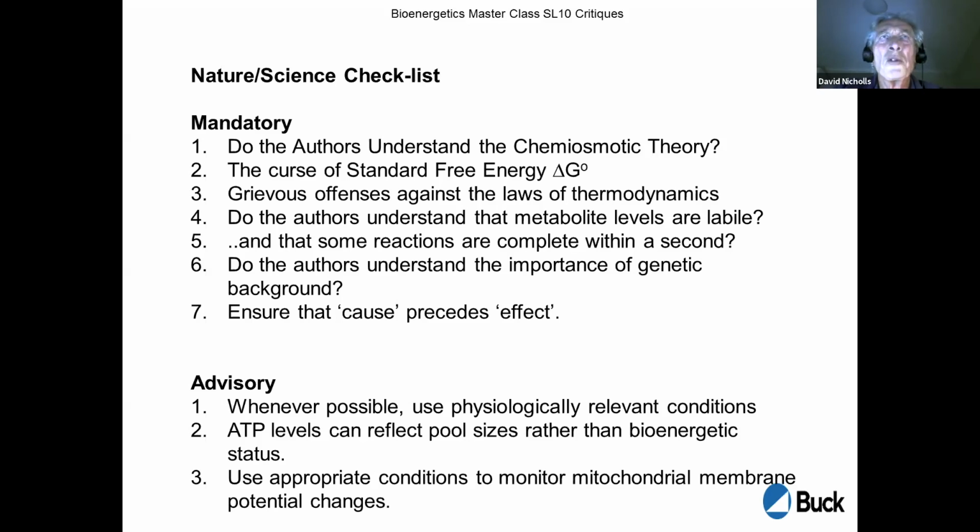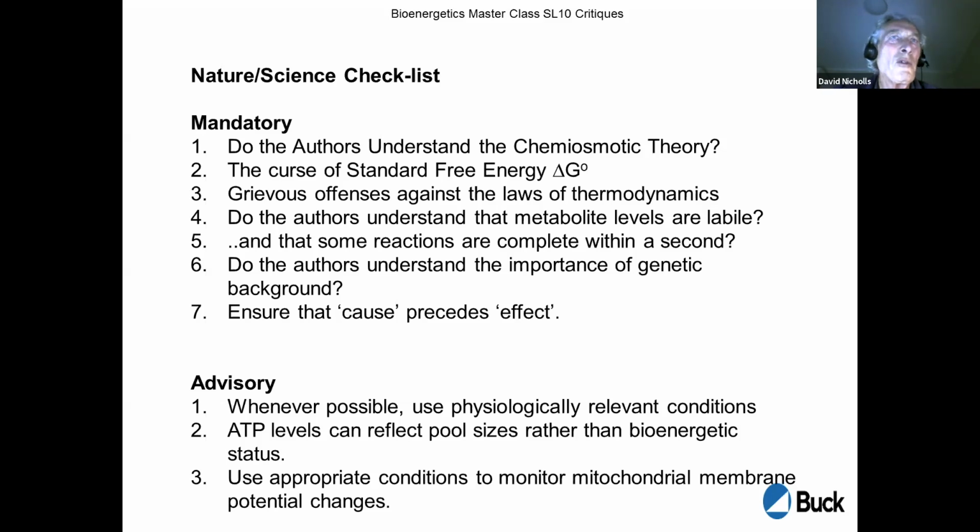Do the authors actually understand the chemiosmotic theory? Are they getting confused between Gibbs free energy and standard free energy, which is just the equilibrium constant? Do they understand the laws of thermodynamics? Do they realize that things change rapidly and have to be quenched in less than a second? Do they understand with genetic engineering that if the knockout mouse comes from a different strain than the wild type mouse, you can't interpret everything? And even, do they understand that causes have to occur before downstream effects?